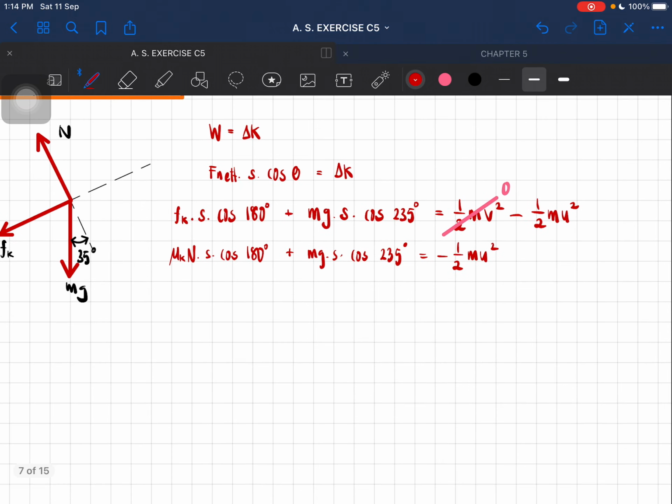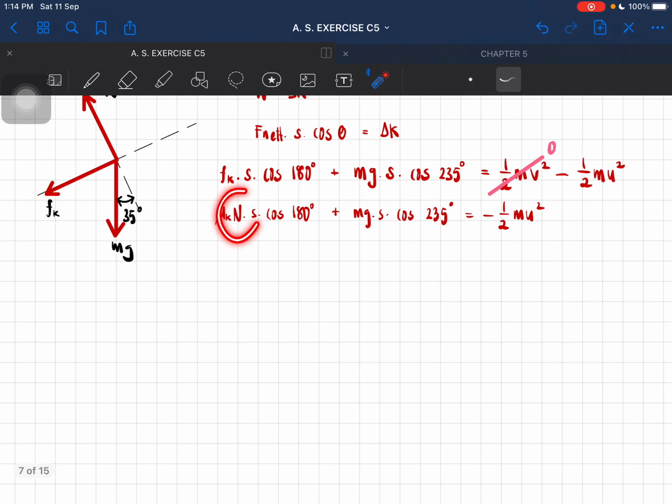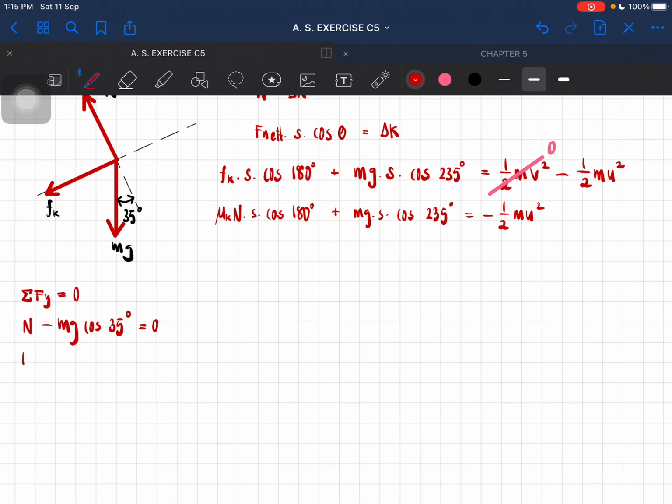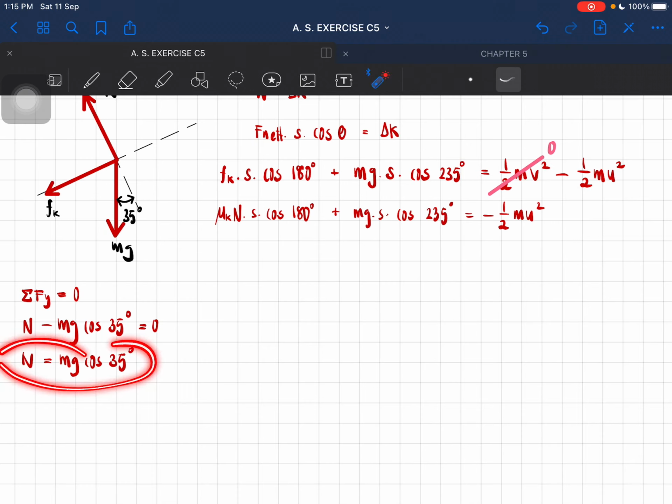Okay, so now we have to find the value of n. So how do we find that? We are going to use the y component, which is Fy equal to 0. So n minus mg cos 35 degree equal to 0. So n here is equal to mg cos 35 degree. So now you can substitute this value into here.